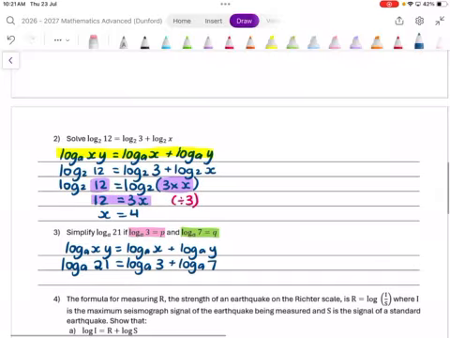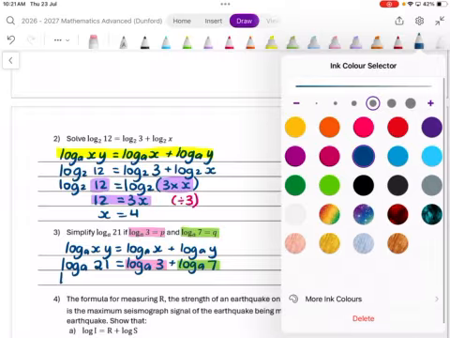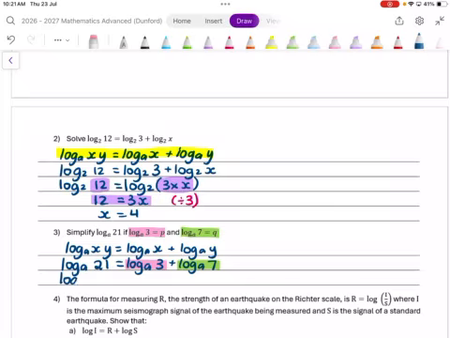Now we're being asked to simplify this. So we're trying to find an expression for log base a of 21 because we know that log base a of 3 is equivalent to p plus log base a of 7 equivalent to q. So therefore we have that log base a of 21 is just p plus q in this case.